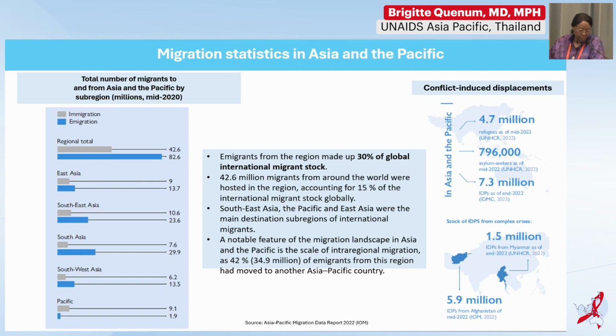Another important point relates to intra-regional migration, and more than one third, or 34.9 million out of the 82.6 million migrants, practice intra-regional migration and move to another country within the region. As of mid-2022, on the right side of the slide, there are around 4.7 million refugees, about 800,000 asylum seekers, and 7.3 million IDPs in this region.